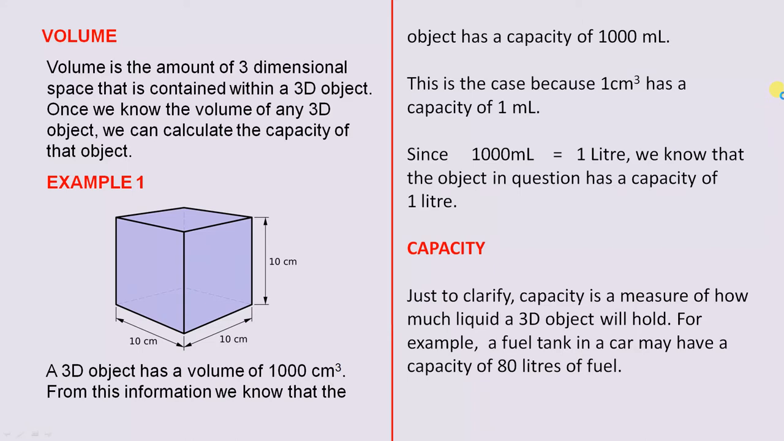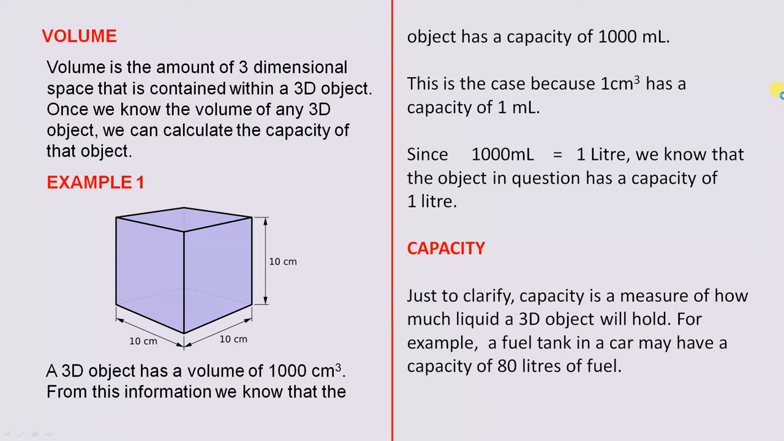For example, a 3D object has a volume of 1,000 cubic centimeters. From this information we know that the object has a capacity of 1,000 milliliters. This is the case because 1 cubic centimeter has a capacity of 1 milliliter. Since 1,000 milliliters equal 1 litre, we know that the object in question has a capacity of 1 litre.